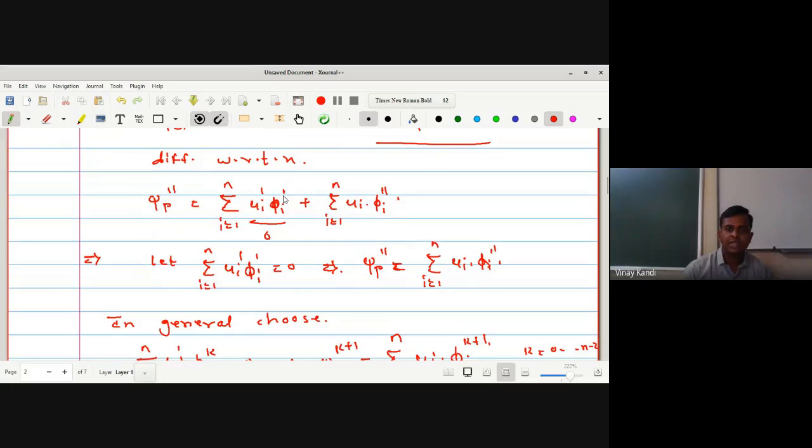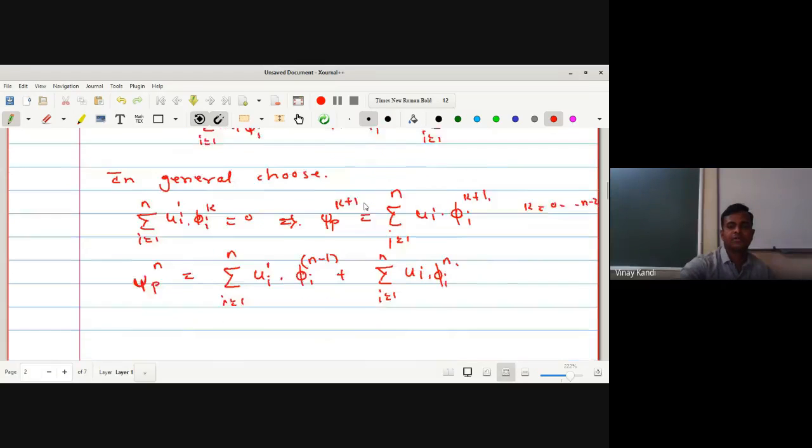At the first derivative, what comes here? The second derivative. Here, with n minus 1, what will come? n will come. OK. What will come here? psi p raised to n. What will come here? phi I raised to n minus 1. And what will come here? phi raised to n. This is the equation. OK.